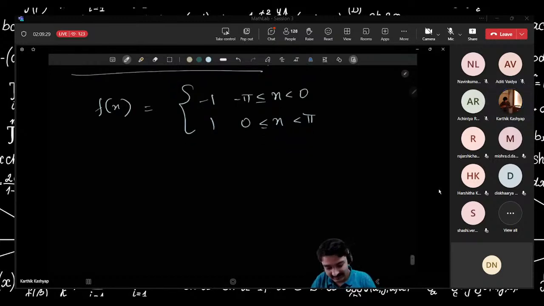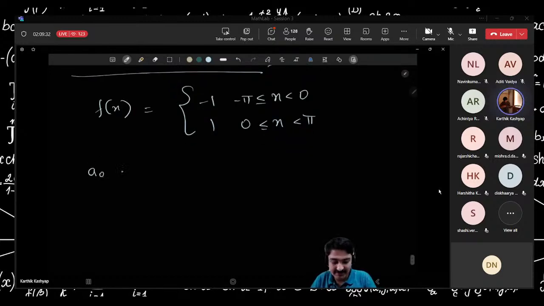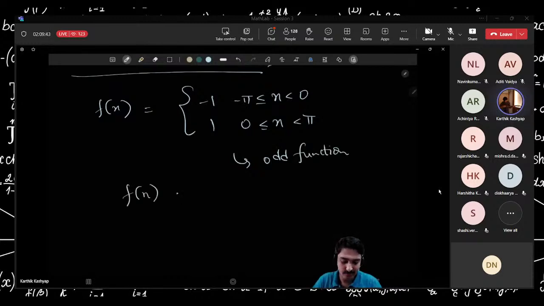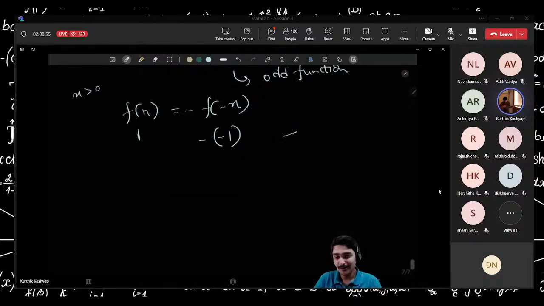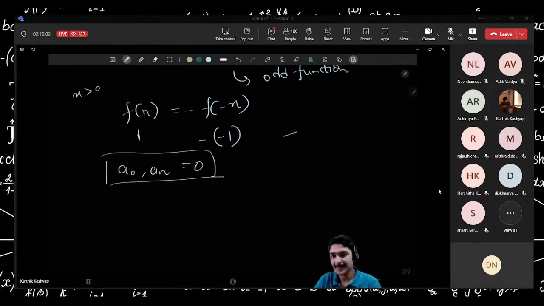For this, let's say a0 is, before that, we can notice one thing. This is an odd function. That is, f of x is equal to minus f of minus x, because let's say for x greater than 0, this value is equal to 1 and this value is equal to -1. So yes, this is an odd function. So we don't need to directly find a0 and an. We can just say both of them are 0 for all n values.